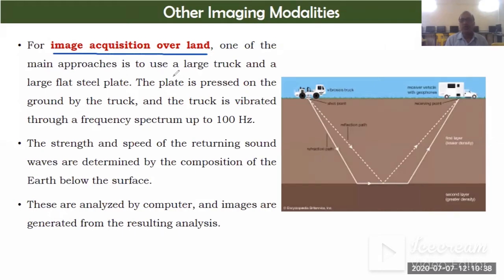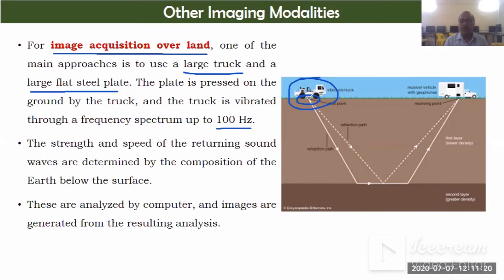Here, how is this sound wave generated and passed? First a large truck and a large flat steel plate are used. See here in the example, the large truck and the plate. The plate is pressed on the ground by the truck, and the truck is vibrated at a frequency of hundreds of hertz. So the truck presses this plate and it vibrates. When the plate is vibrated, it generates the signal.